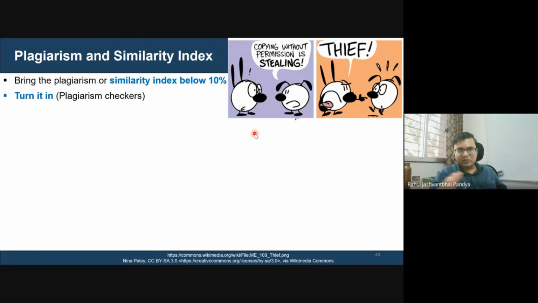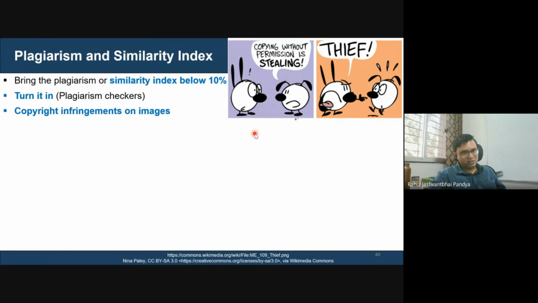People go with 20%, which is fine. That's their understanding, but generally we prefer around 10%. 15% is also fine. So Turnitin does it nicely. There are other tools also. The only trouble is copyright infringements on images. It doesn't catch the images, right?